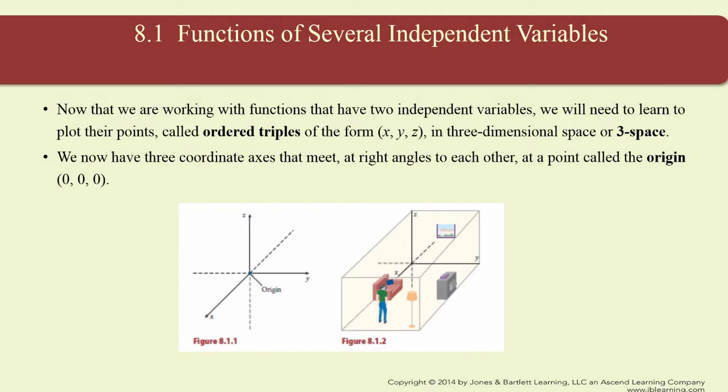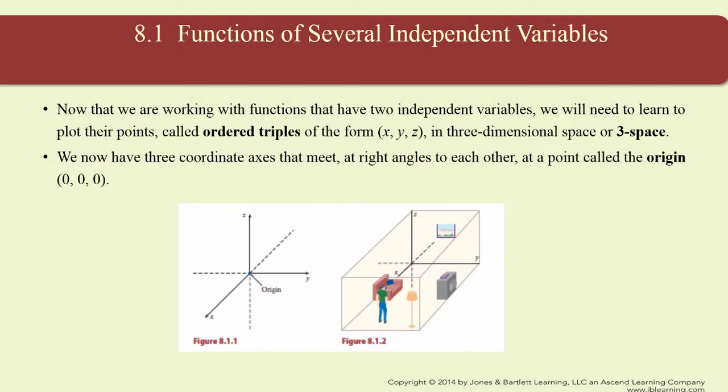The other thing I'd like to point out is we know when we had 2 variables, x and y, and we made a coordinate system, we had 4 quadrants. We no longer have quadrants, we now have octants. We have 8 regions. There are 4 regions above the xy plane and 4 regions below the xy plane. And now I'm going to switch over to look at figure 8.1.2.